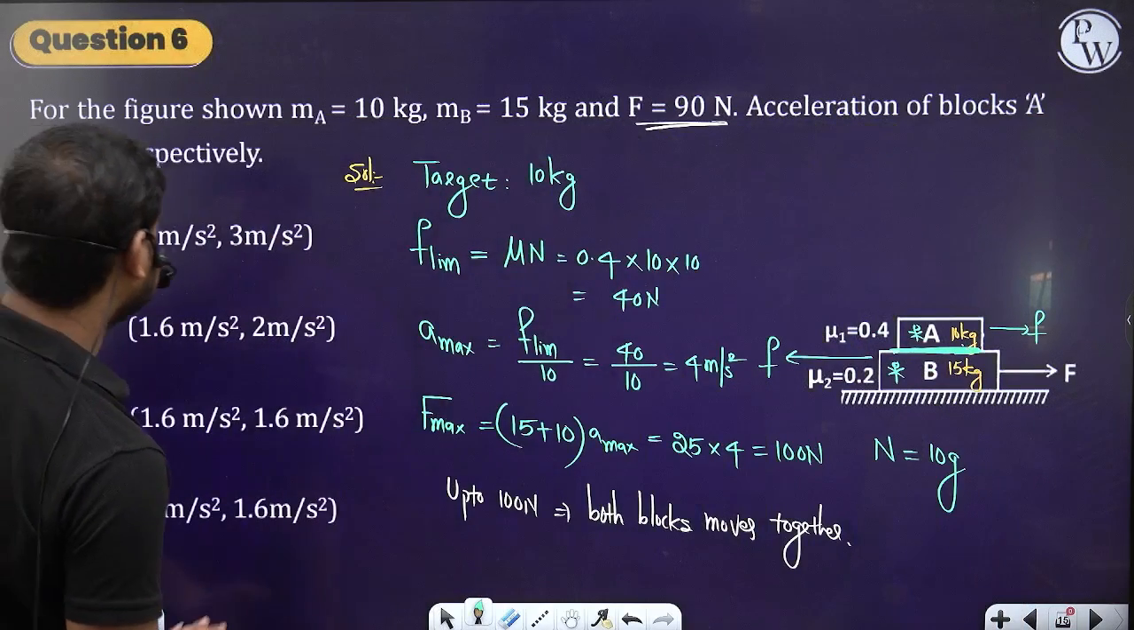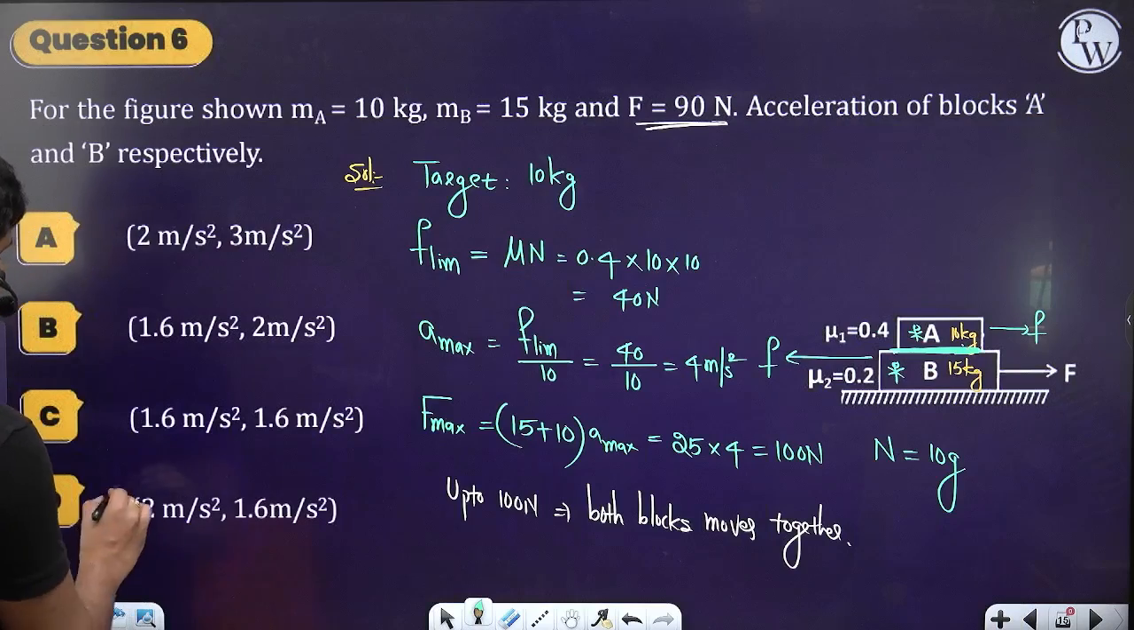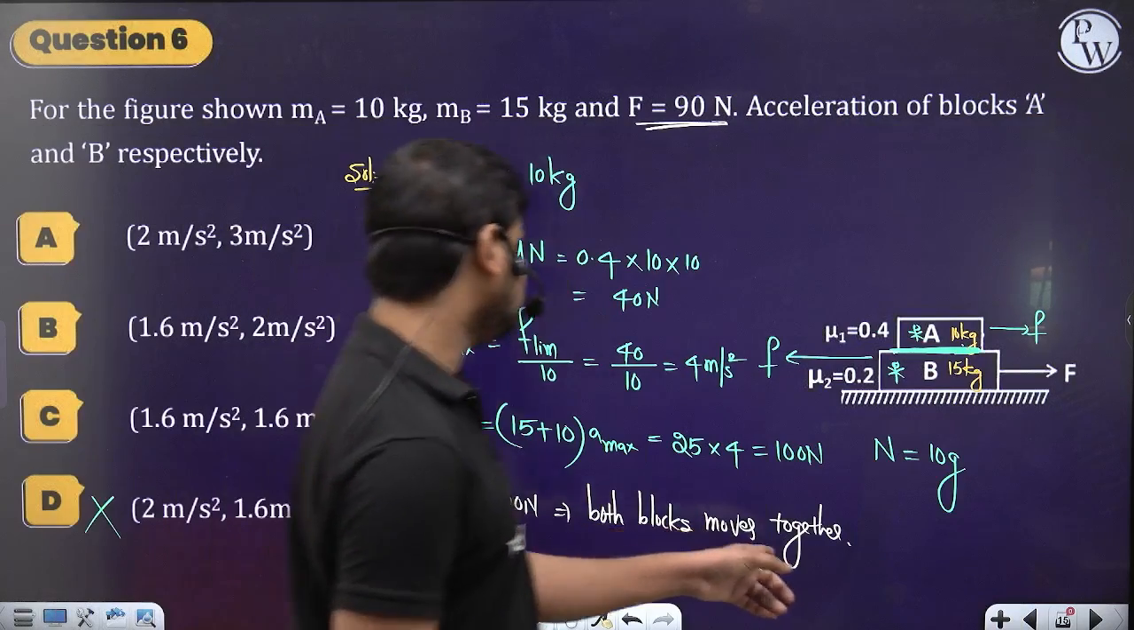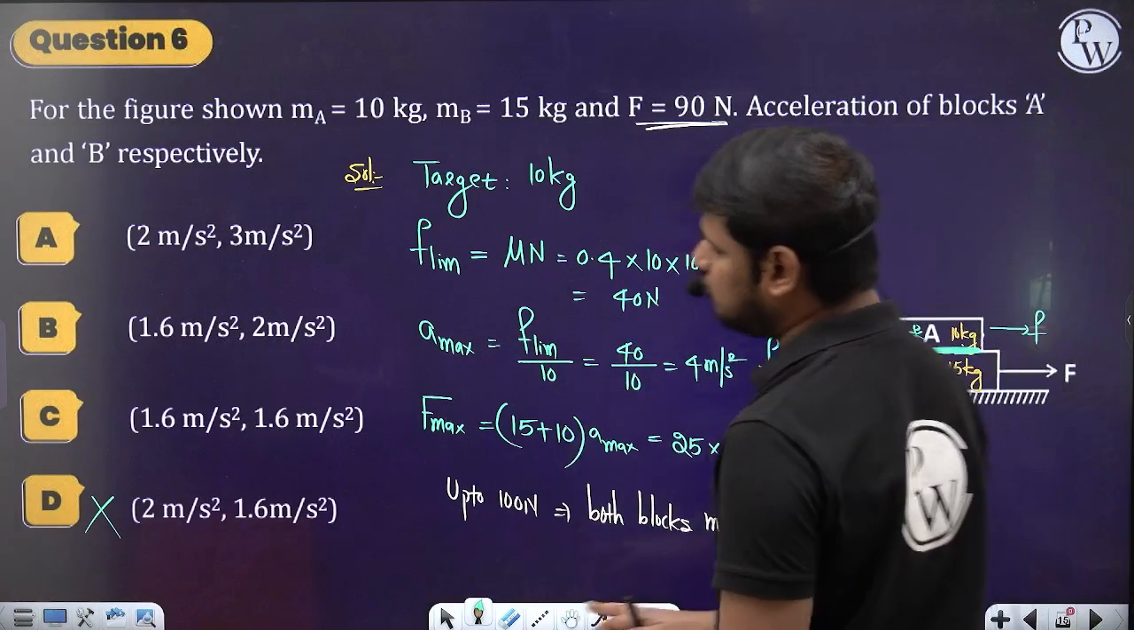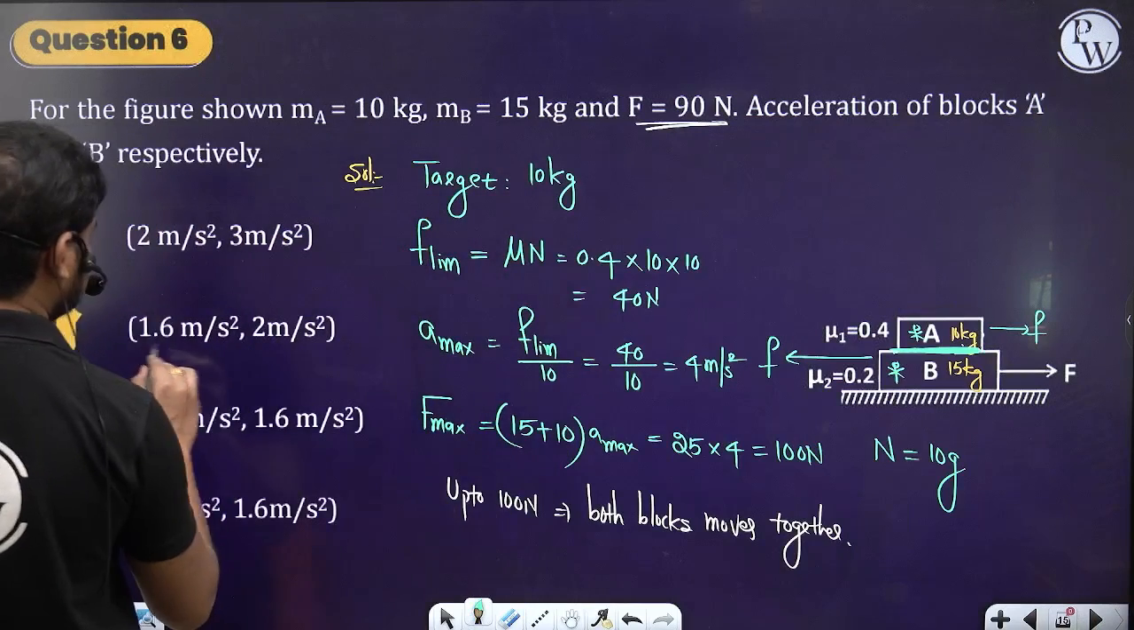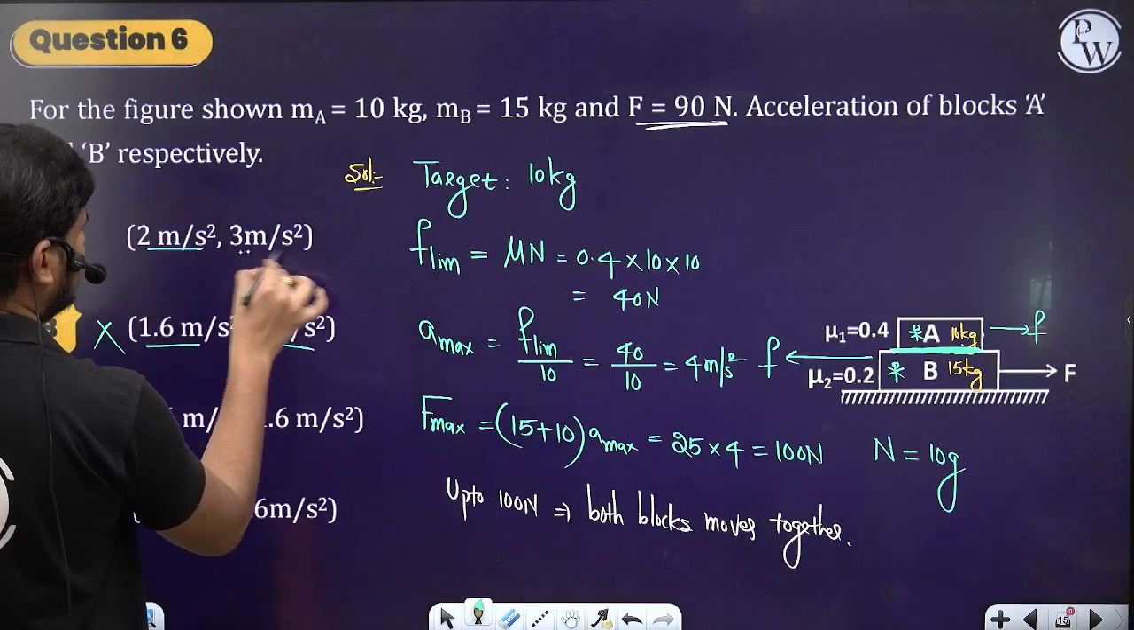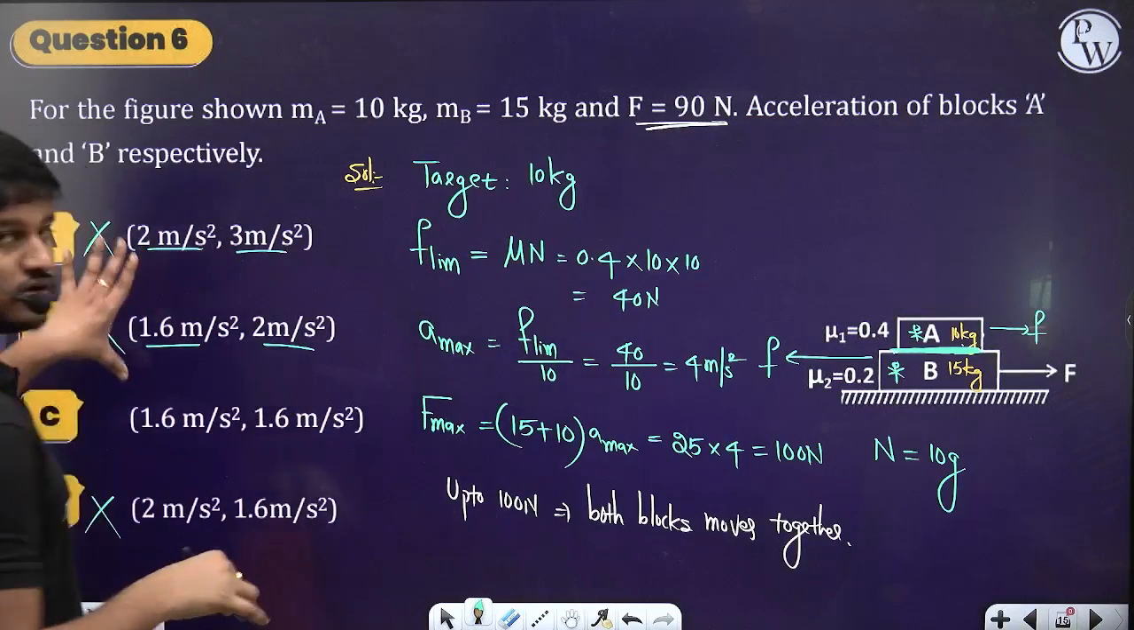So the first thing is with the same acceleration, you can cancel out. See, you can put the option directly here. How? So this is 2 and 1.6. This is 1.6 and 2. This is 2 and 3. You can rule out these three options.